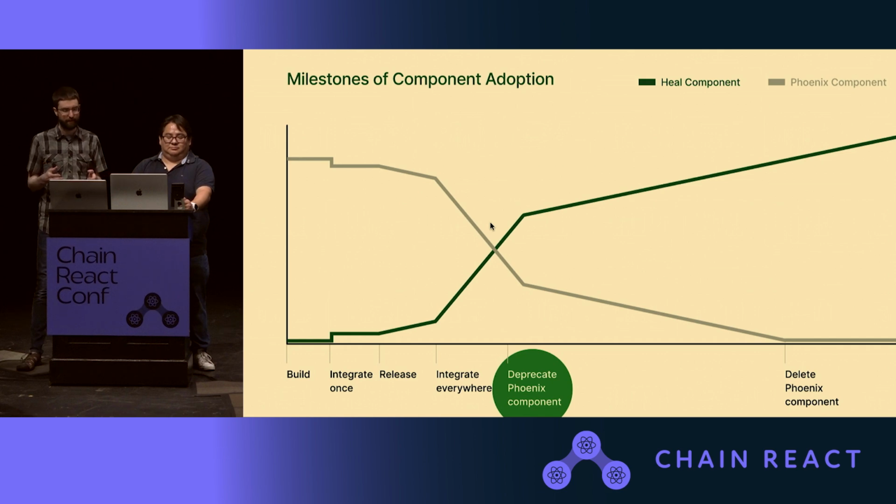As we got closer towards swapping out all the Phoenix instances of that component, we would then turn up the heat. We'd use lint rules to restrict imports, and then danger.js, which is an open source tool that would run on PRs and basically yell at you if you tried to add an instance of that deprecated component.